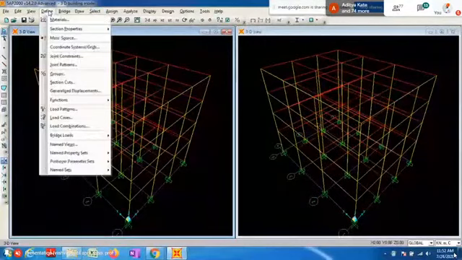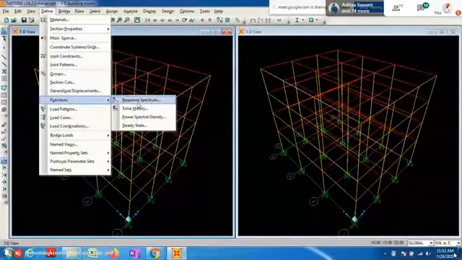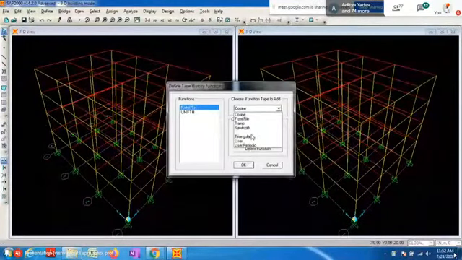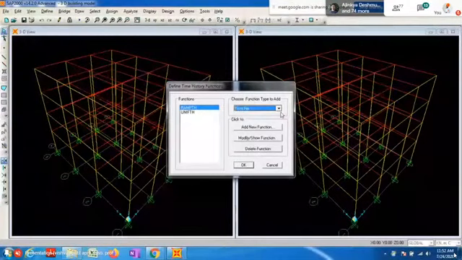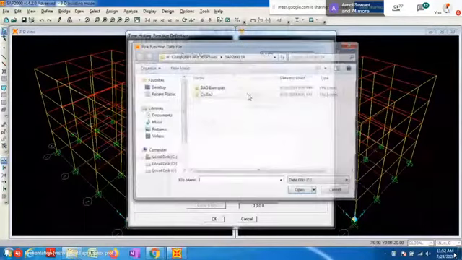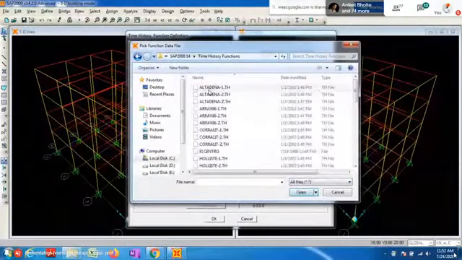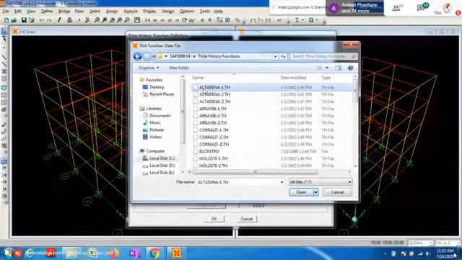Then define the function. First of all, define the time history function. Go here, and in the SAP library the ground motions are already inbuilt. I think more than 20 records are there, so we can take a record from this. From File, Add Function, then browse to that particular time history function. Open this, all files. Now these are the records. By default I will take the first one, ground motion 1, and open this.